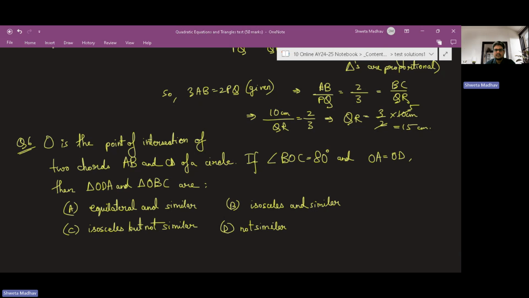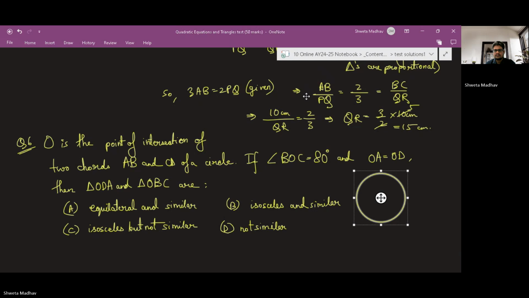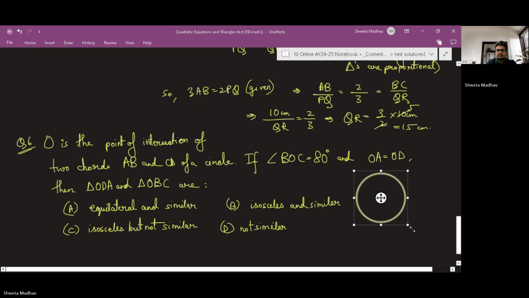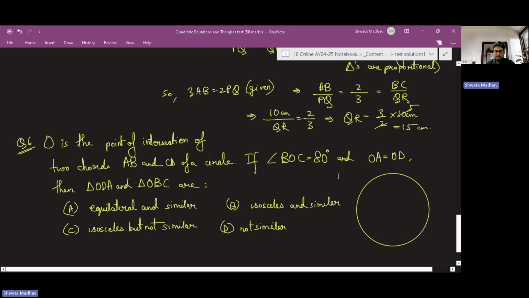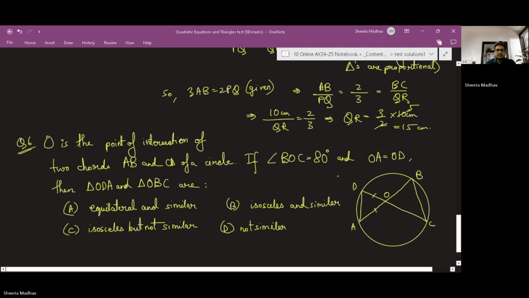So here one circle has been given. In the circle, two chords are given, with points A, D, O, B, and C. Here it is given that OA equals OD and angle BOC is 80 degrees. This is given.